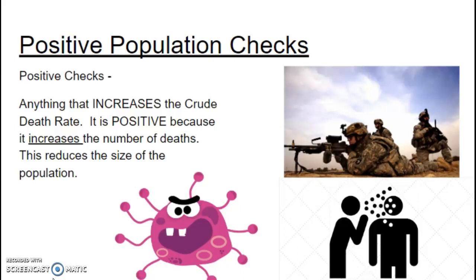When we talk about positive population checks, what we're talking about is something that increases the crude death rate. So it's a positive, it's got a plus, because it increases the number of deaths, not because it's a good thing, right? Because if we look at all these things that are on here, war, disease, famine, all of those are bad things. But they do increase the number of deaths, which has the effect of slowing population growth.